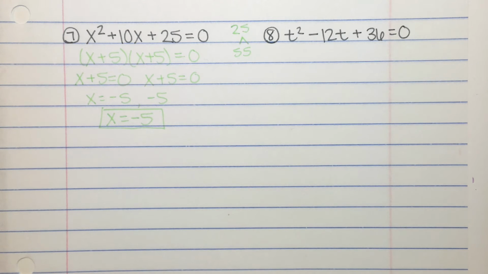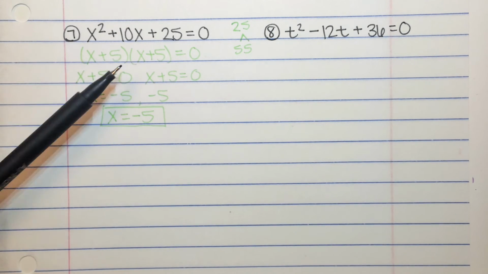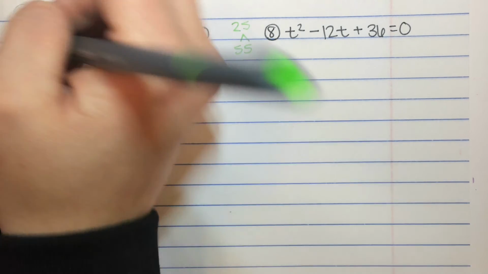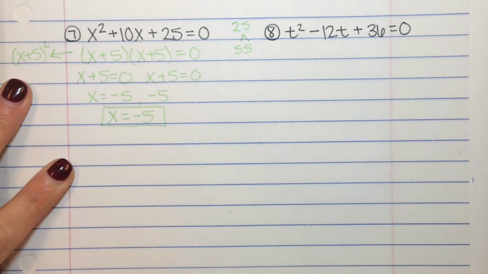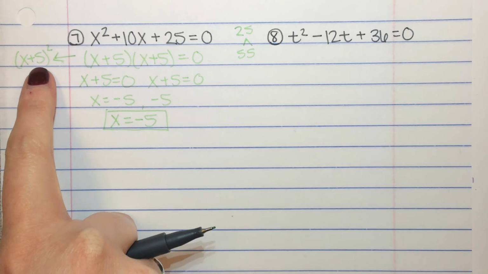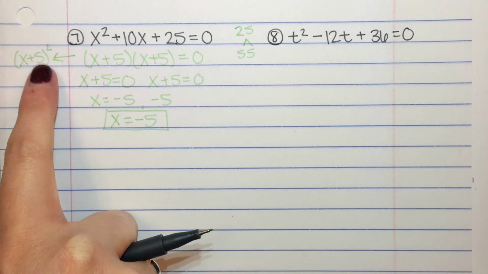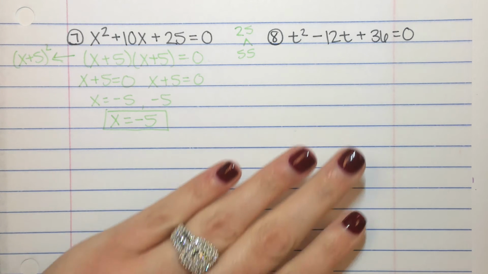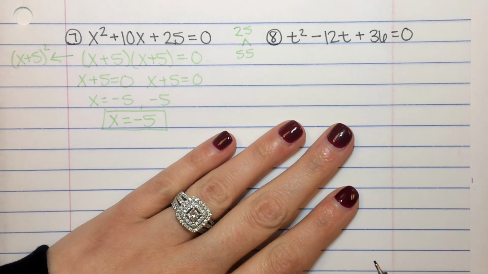Okay, this is another one of our special cases, and what I want you to notice on number 7 is that both of our factors were exactly the same. So that's that shortcut that we did where it was like x plus 5 in parentheses squared. Now, that's not super helpful for us with what we're doing right now, but that's where we got that shortcut. Okay, so let's do number 8. Pause the video, give it a try, see what you can do.